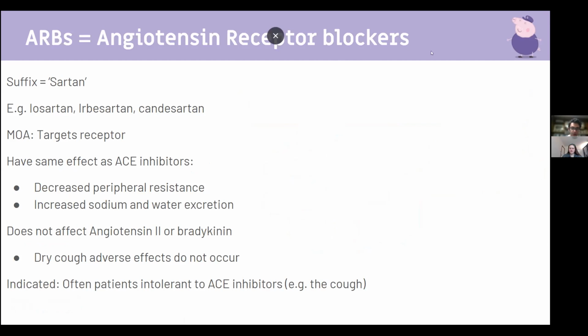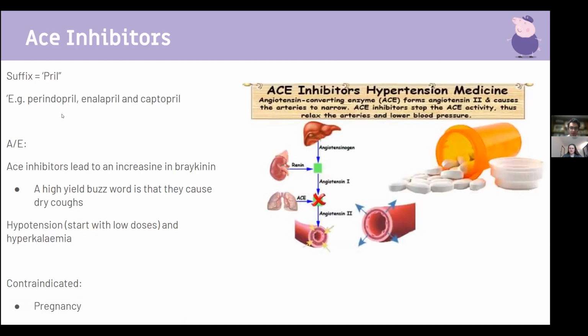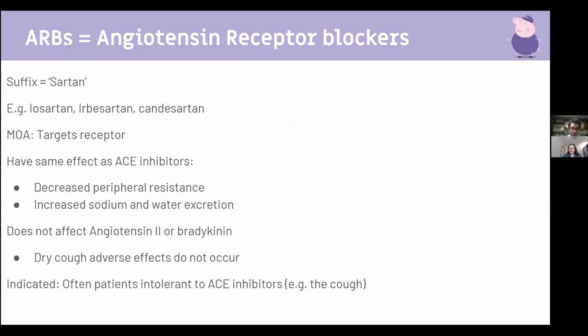Angiotensin receptor blockers. The suffix of these drugs is sartan. Remember the suffix of ACE inhibitors, pril. Suffix to these is sartan. They target the receptors directly. So while they have the same effect as ACE inhibitors, they don't lead to that bradykinin release. And so you don't have that dry cough. So they're often indicated in people intolerant to ACE inhibitors.